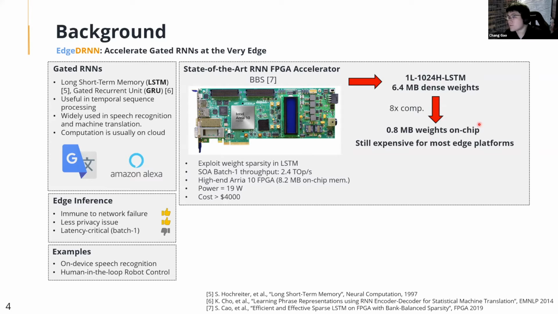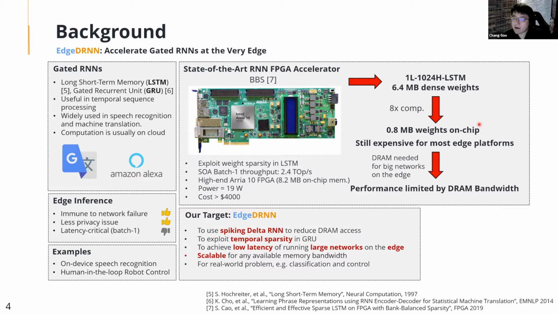However, this number is still expensive for most edge platforms. If you look at microcontrollers, most of the low-end microcontrollers only have several hundreds of kilobytes of on-chip memory. So 0.8 megabytes is actually a very big number. At the end, it seems like DRAM, dynamic random access memory, is still needed for big networks on the edge. It's not very likely that it can always buffer all the neural network weights on chip. So the performance is still limited by DRAM bandwidth.